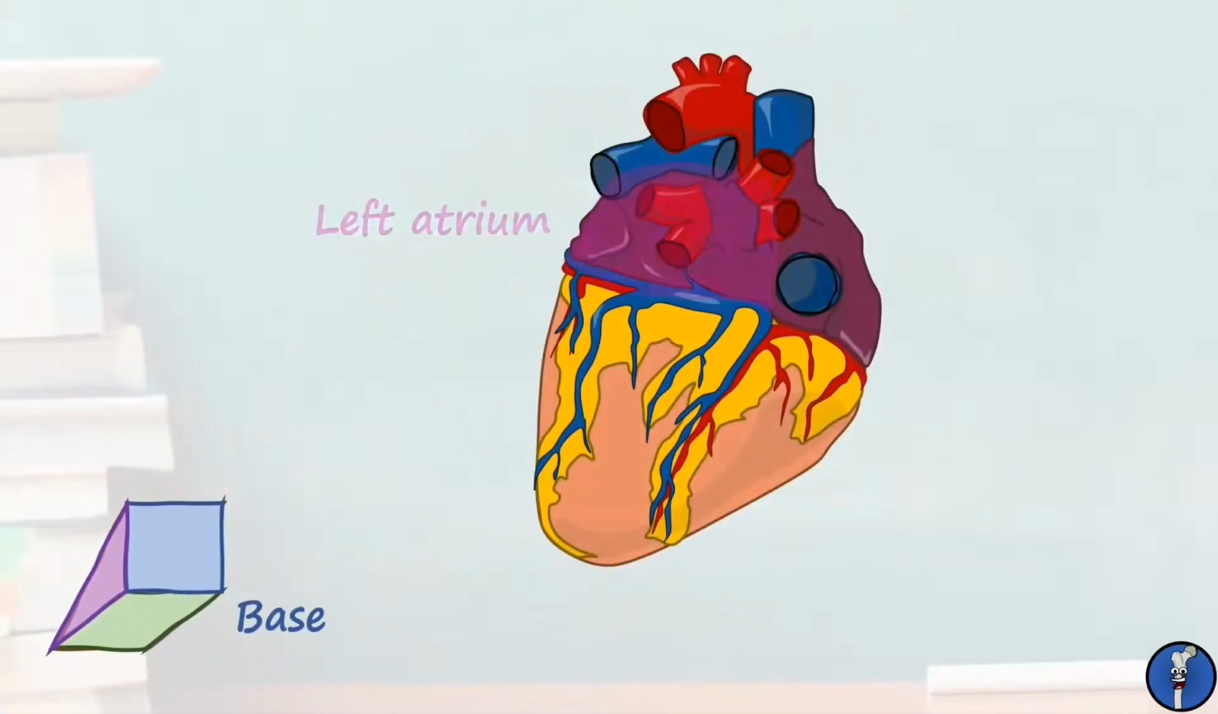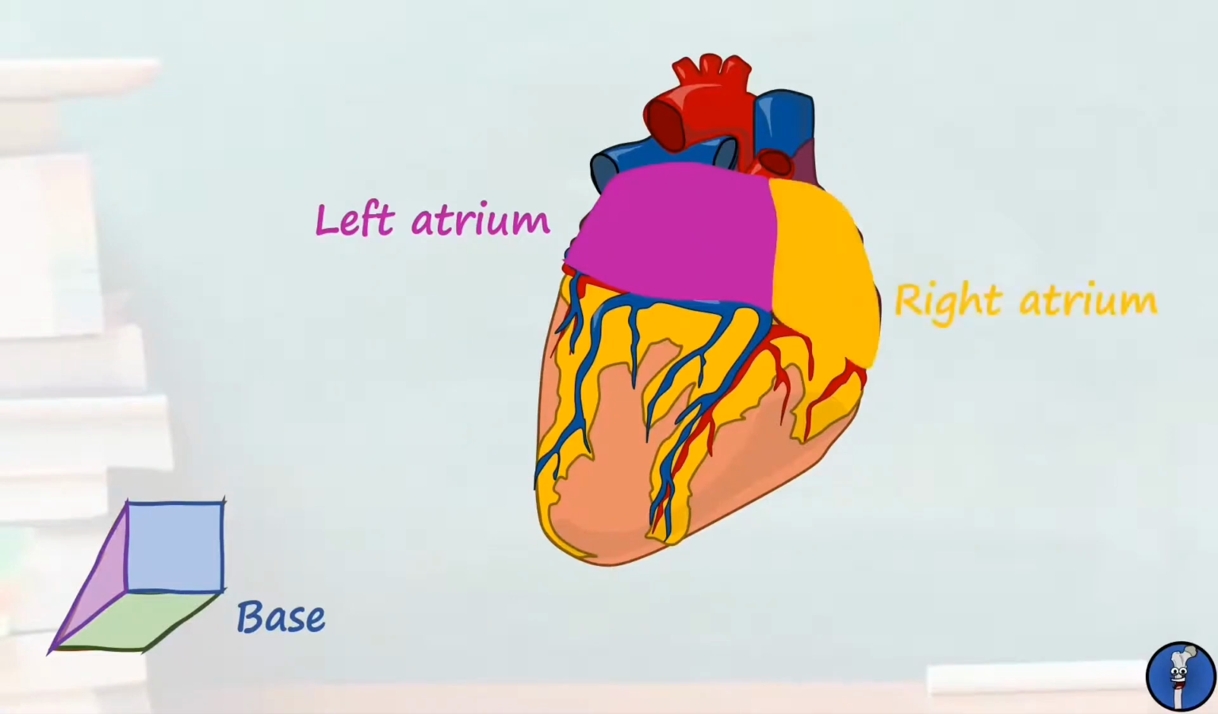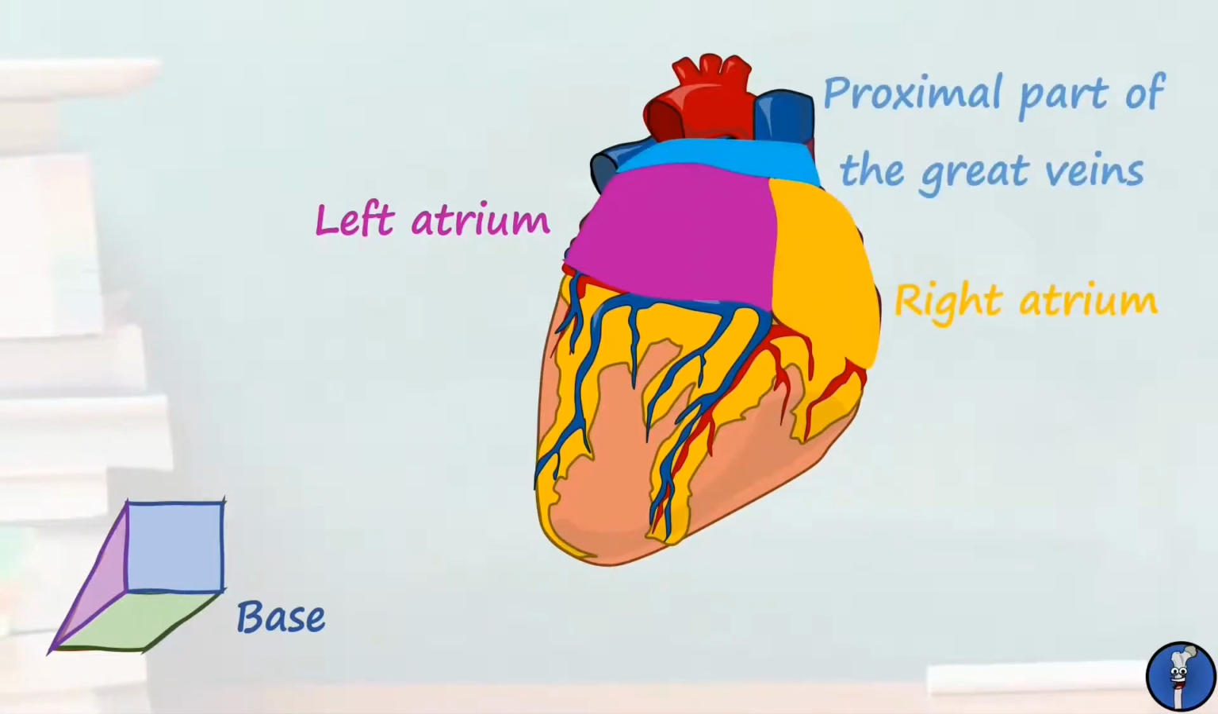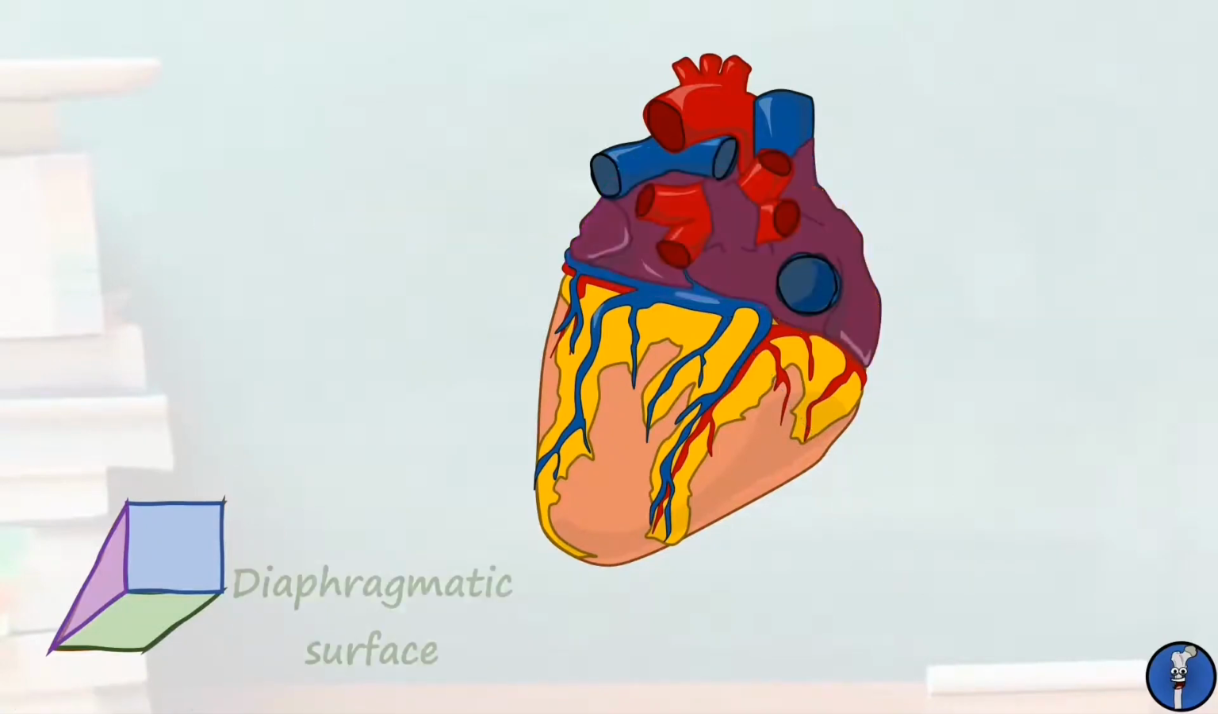Let's start with the base of the heart, which is the posterior surface, which is mainly composed of the left atrium and the right atrium of the heart. The proximal parts of great veins like the superior vena cava and pulmonary trunk are also seen, and it is separated from the diaphragmatic surface by the coronary sulcus, in which the coronary sinus and coronary arteries are present.